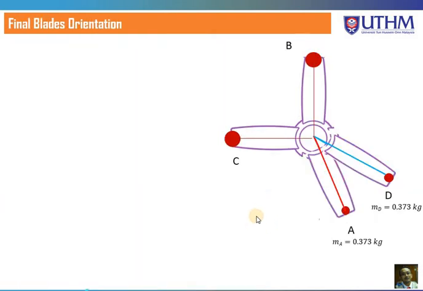So the final blade orientation will become like this. This is mass B, at 90 degrees, corresponding to C, and then it looks something like this. The orientation of mass D is 333.5, while this one is 296, if I'm not mistaken just now.